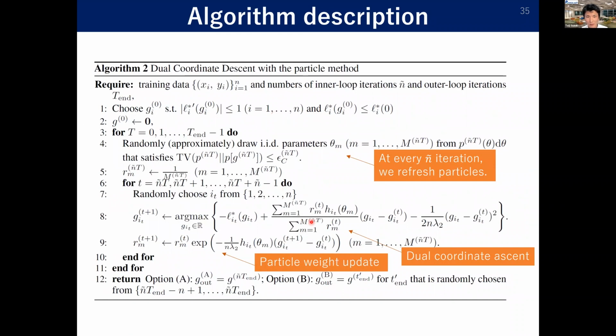So here is a more detailed description. At every n tilde iterations, we obtain the particles from the primal distribution. And then by using those particles, we optimize the dual variable like this, where IT is a randomly chosen coordinate. And accordingly, we update the weight of the particles like this. So we iterate like this.